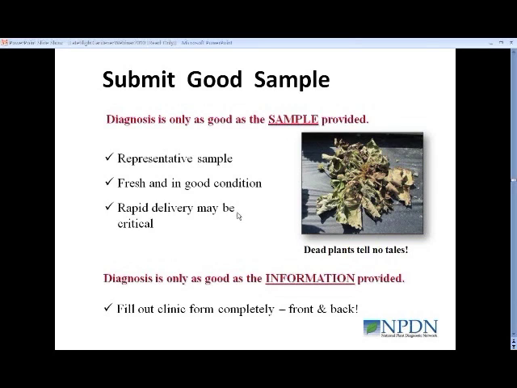You either want to take it there yourself or consider sending it by overnight mail. Don't rely on regular mail. If you send it in good shape but it arrives in horrible shape, the diagnostician is not going to be able to tell what happened. And it's also good to provide information. That can be really helpful in completing the diagnosis. So filling out your form completely is very helpful.